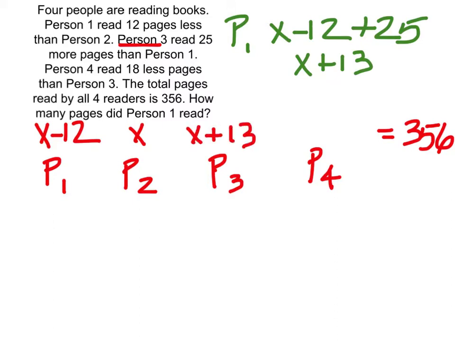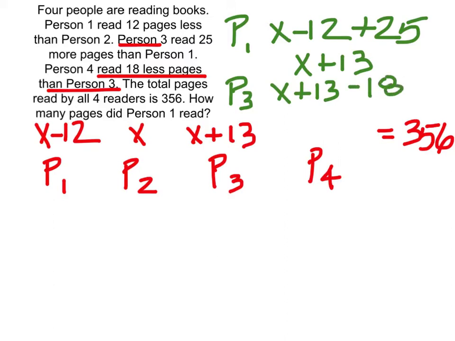And then on person 4, they read 18 less pages than person 3. Here's person 3, x plus 13, and they read 18 pages less than person 3. So if I take away 18, I'm left with a minus 5. Are there any questions about how we reached this point before we go on?